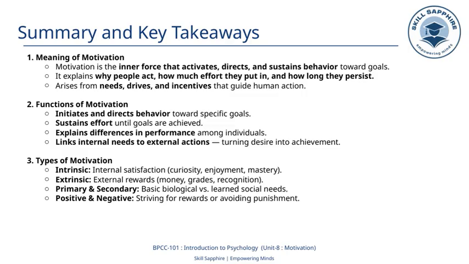Then, we looked at the different types of motivation. Intrinsic motivation comes from within, like curiosity, enjoyment, or the desire to master a skill. Extrinsic motivation involves external rewards, such as money, grades, or recognition. We also have primary and secondary motivation, primary being biological needs, like hunger or thirst, and secondary being learned social needs, like status or approval. Lastly, motivation can be positive, striving for rewards, or negative, avoiding punishment. All these concepts tie together to show how motivation drives human behavior in complex but understandable ways.